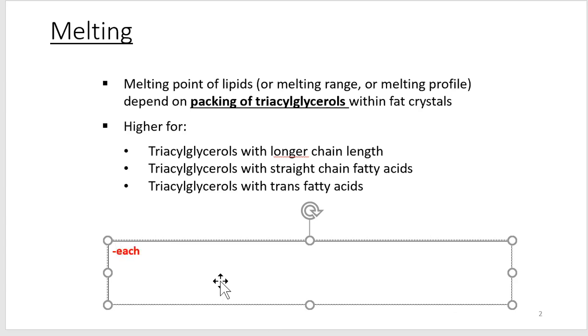Okay, let's write: each 3-acylglycerol molecule has different melting points in lipids. And this melting point or melting profile depends on packing of 3-acylglycerols within fat crystals. If packing is efficient, then the melting point will be higher because it will be hard to melt those efficiently packed lipid molecules. It will be a strong structure.